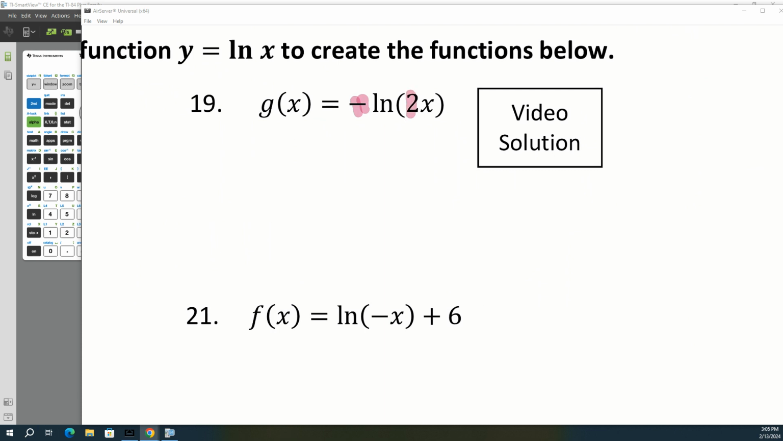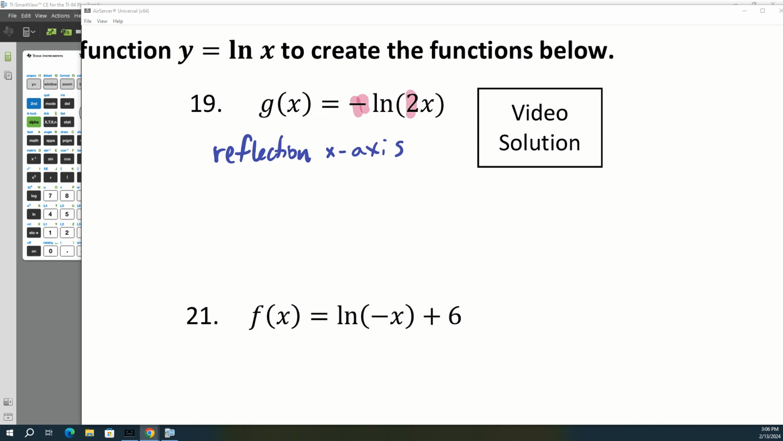All right, so let's just start with the negative in the front. That negative is going to be a reflection. And because the negative is in front of it, it's going to be a reflection on the x-axis. If the negative had been on the inside, we call that the yin side, that would be a reflection on the y-axis.